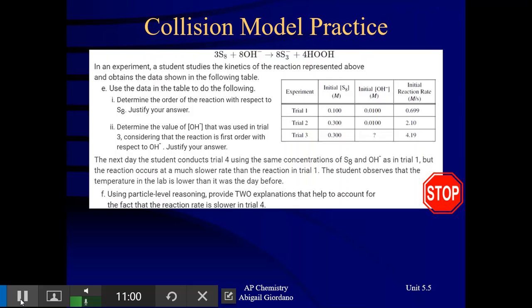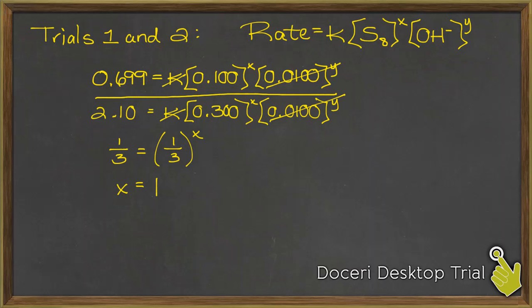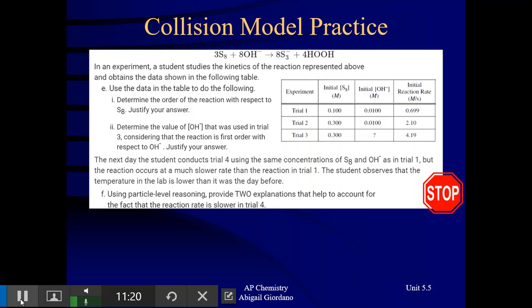Let me show you the math. If you'll recall, this is that initial rate method. The rate law I've written up at the top of the slide, but I don't know what the orders are. I don't know what those exponents are. I've used this math to figure it out, and I can see that S8 is a first order reactant. Okay. The next part says, determine the value of hydroxide, the molarity of hydroxide that was used in trial 3. You'll notice in the data table, there's just a question mark in that place.